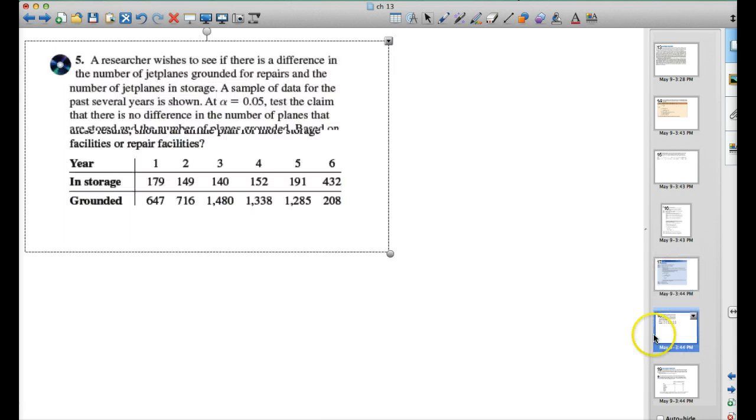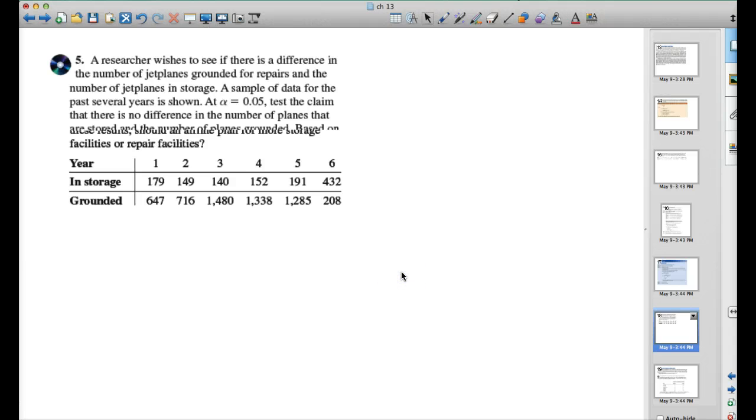So let's try another one here. A researcher wishes to see if there's a difference in the number of jet airplanes in storage and for repairs. A sample of 5 in storage. So we're going to rank them in order.